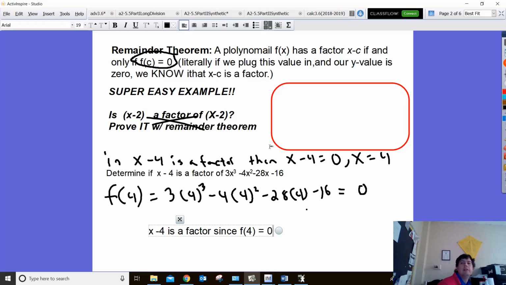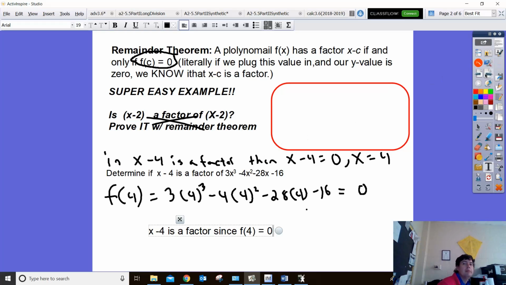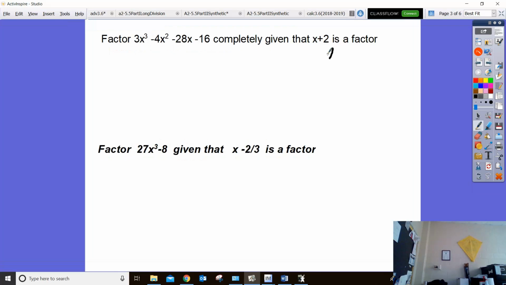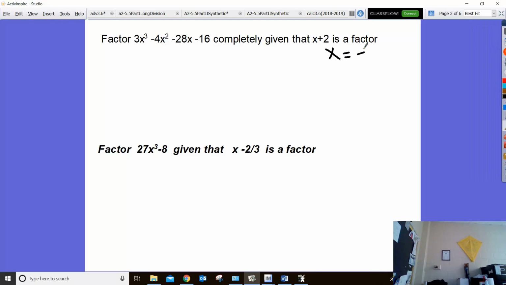All right, so moving on to the next slide. That's all I'm going to talk about with the remainder theorem. Factor 3x cubed minus 4x squared minus 28x minus 16 completely given x plus 2 is a factor. That means multiple things. But to me, it means most importantly that x is actually equal to what? X is actually -2. Now, do you want to do this as a long division or do you want to do that synthetic division? That's the whole point of the day. Let's do synthetic division.